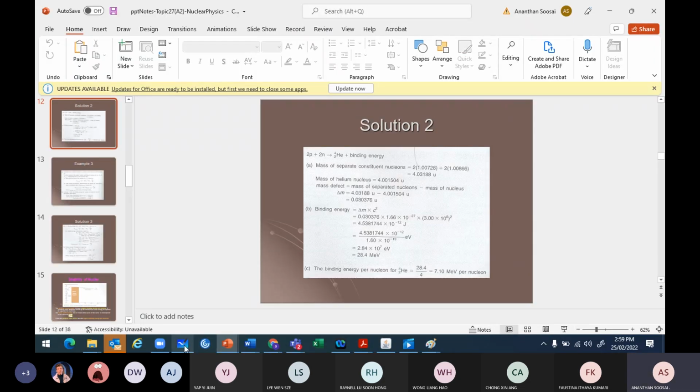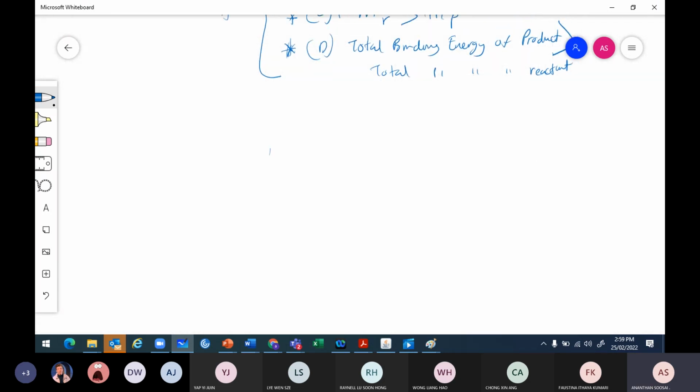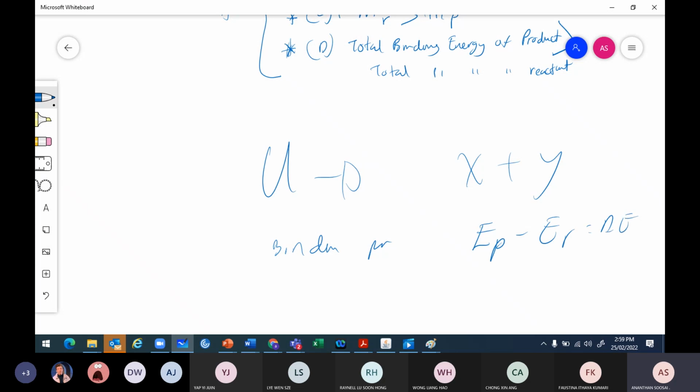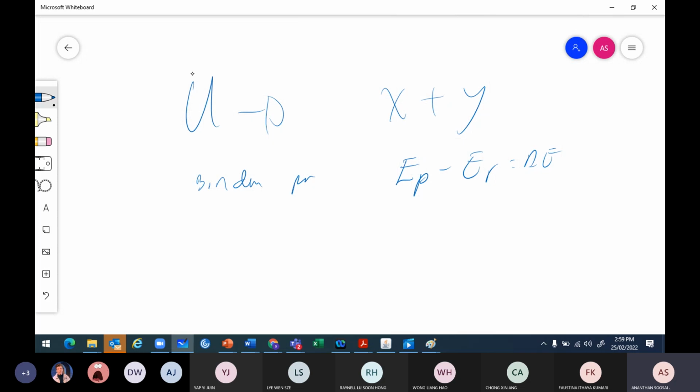Okay, class. So the conclusion is: when they give a uranium reaction that gives you X, Y, whatever, and if they give binding energy per nucleon, the total binding energy of the product minus the total binding energy of the reactant will give you the energy release. Sometimes they give masses to 6 decimal places.